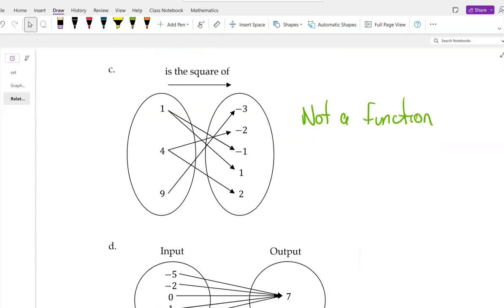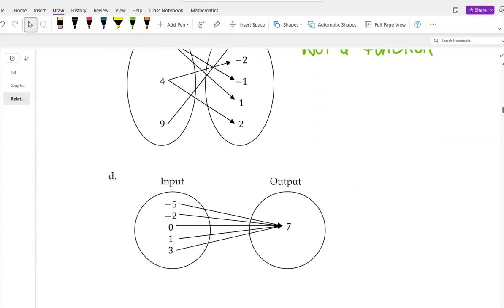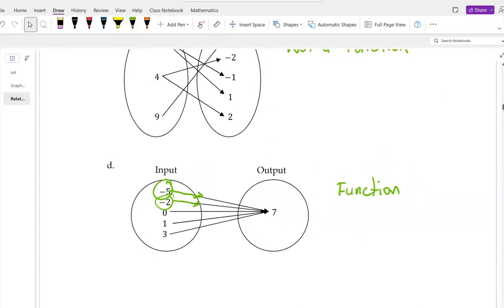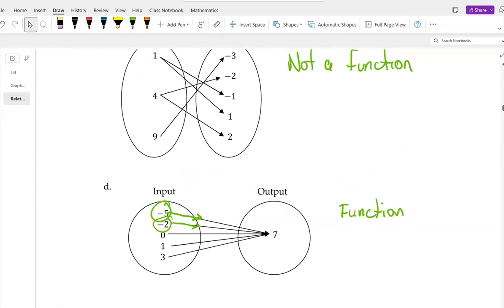Okay. Now check this one out. Here is my input. How many arrows leaving? Just 1. My input. How many arrows leaving? Just 1. This one is a function. Each input has only one output. Okay, now, we're going to do lots of these kind of questions, so don't worry if it's still a bit confusing.